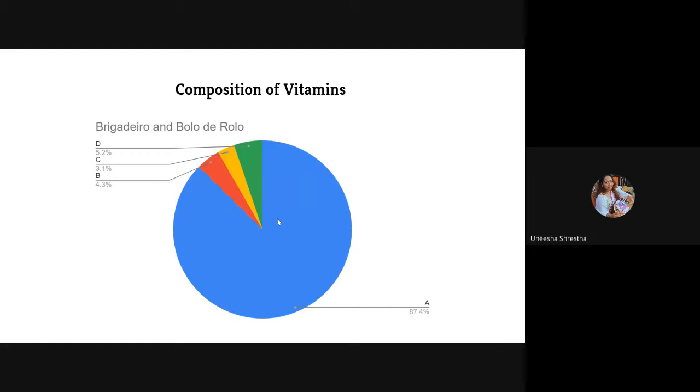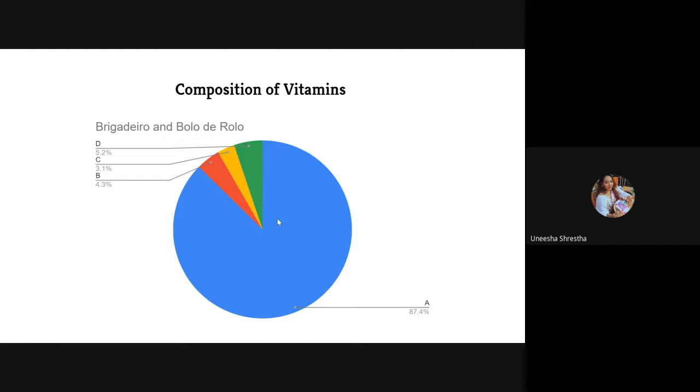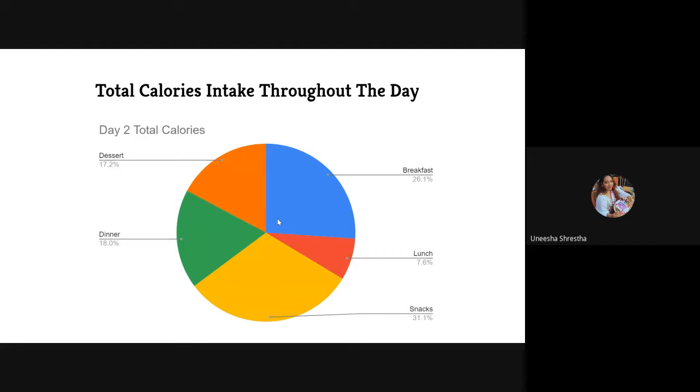Vitamin A was the most in the dessert. As you can see, it is 87.4%, and next, vitamin D 5.2%, vitamin C 3.1%, and vitamin B 4.3%. So overall, the composition was good. Everything was good.